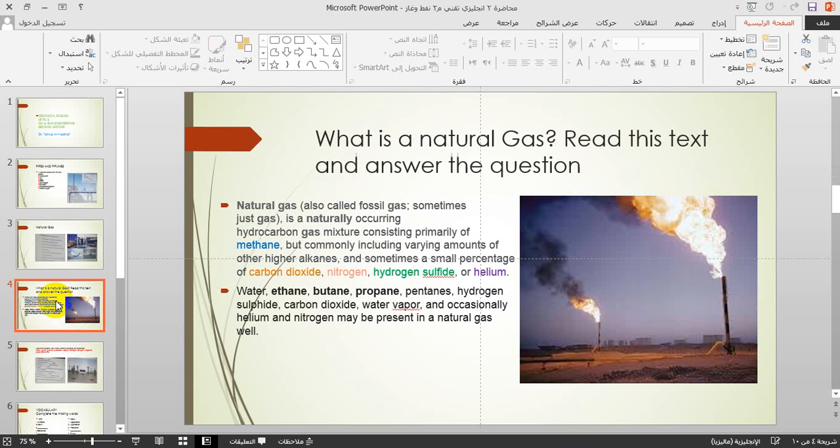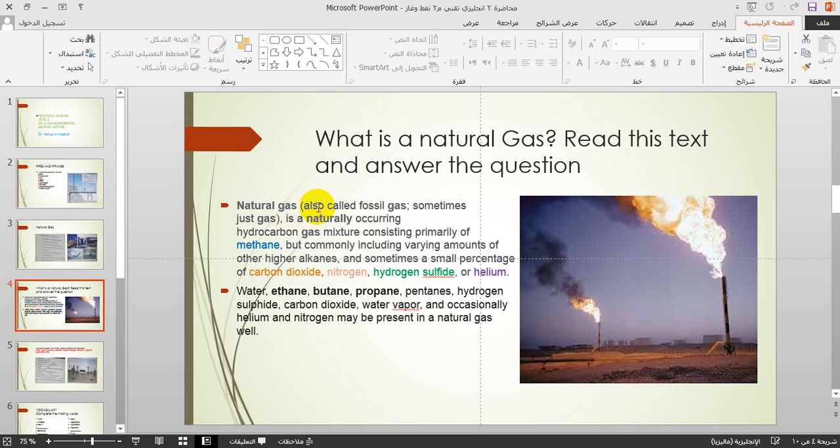Let's go on to the 4th slide. What is natural gas? Read this text and answer the questions. Look at the picture. This is natural gas. This is your field of study. Most of you, inshallah, will go and work in this field.